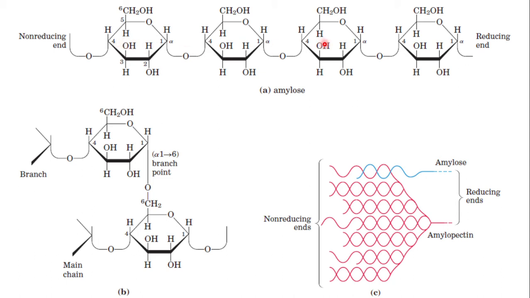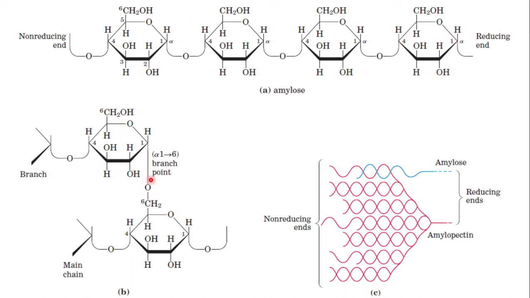And remember, only the anomeric carbon is the reducing carbon. So wherever carbon number 1 is free, not engaged in glycosidic bond formation, that end is the reducing end, as you see here. Any other free end of the molecule is actually a non-reducing end. So here you can see only the right end of the molecule is the reducing end.